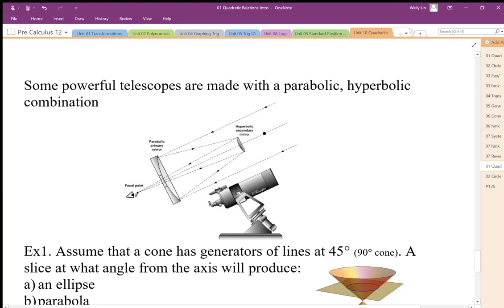But as it's headed towards that, it hits a secondary mirror, which is a hyperbola. If they put the focus of the hyperbola at the same point as the parabola's focus, all the rays that are pointed towards that one point all get reflected to the other focus. So all this light gets reflected and focuses back onto that point. There's a high degree of focusing going on in these hyperbolic, parabolic mirror combinations. This is how they make really, really powerful telescopes.